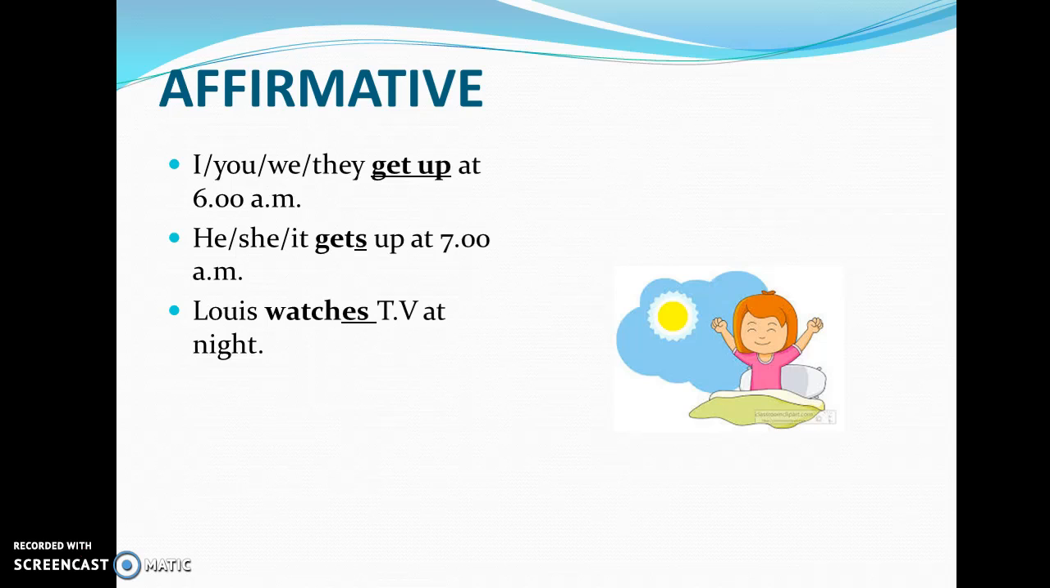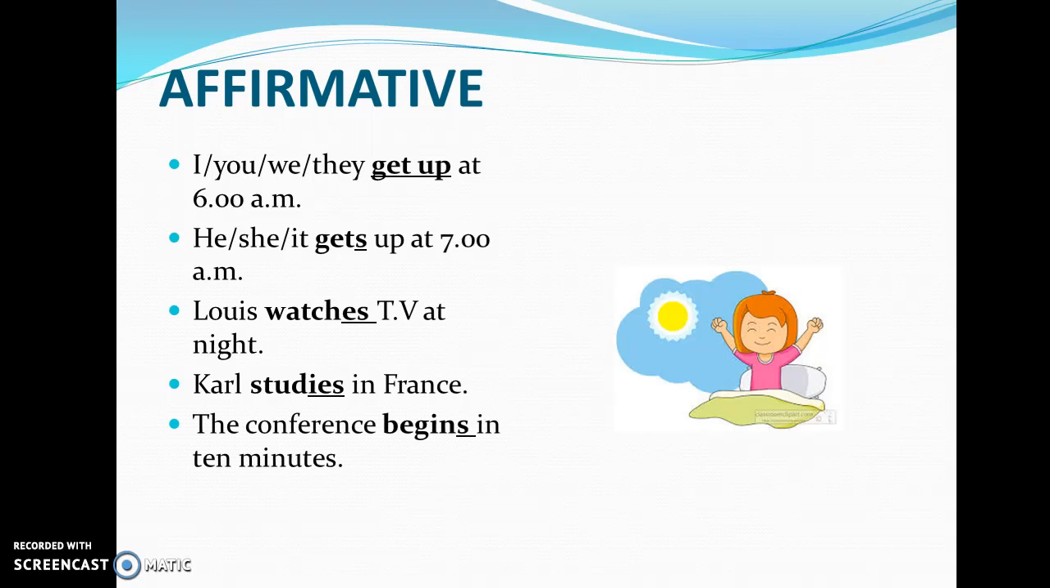As we saw in the previous slide, we add s to most verbs, es to the verbs that, like this one, have an ending in ch, sh, s, x, or o. And finally, we have the verbs that end in y, preceded by a consonant. In this case, the consonant D. We change y to i and add es. Carl studies in France.